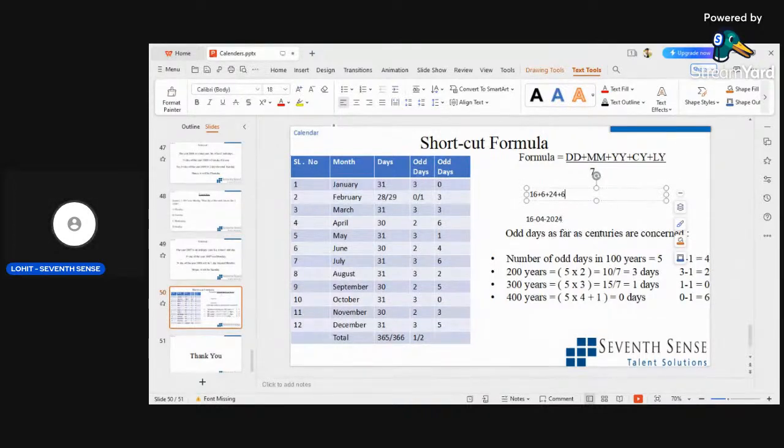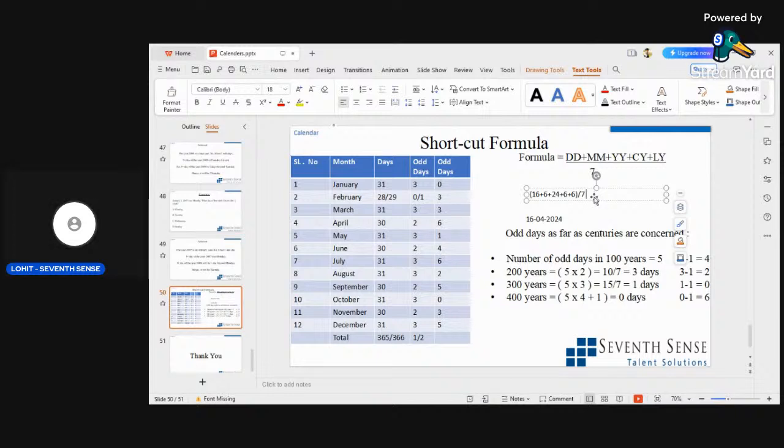And in the rest of 24 years, how many leap years are there? 24 divided by 4. What is the answer? Answer is 6. And then divide this whole part by 7. That's it. This is your shortcut trick, and you need to take the remainder.